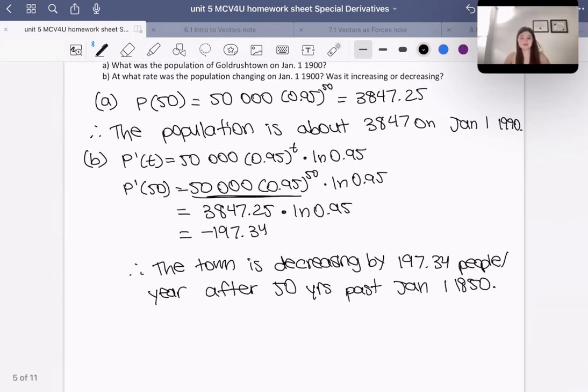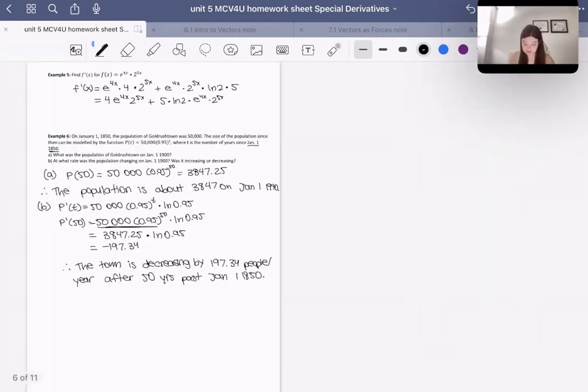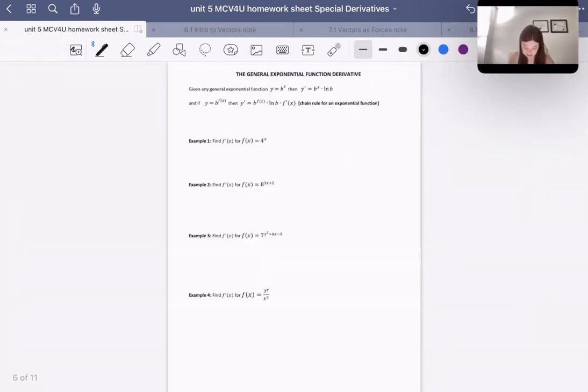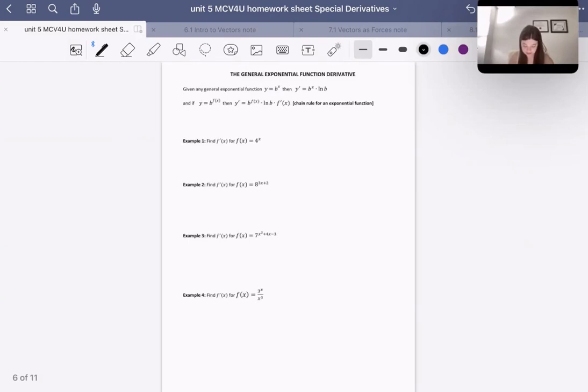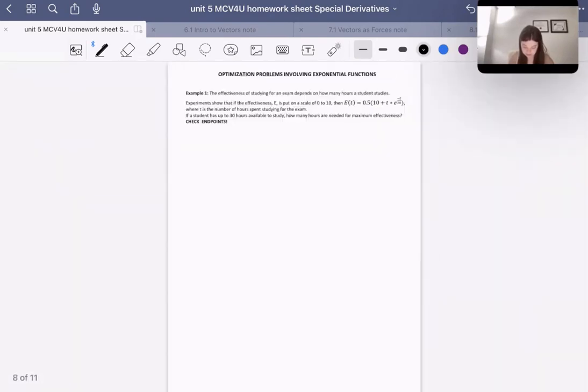There's our solution. All right, well, that is already it for today. Very good work today, and I will see everybody next time to talk about, oh, we already did this one. It'll be to talk about optimization problems involving exponential functions. So, kind of combining what we learned in Unit 3 with what we're learning now. So, very similar to Unit 3 and very similar to what we've just done.